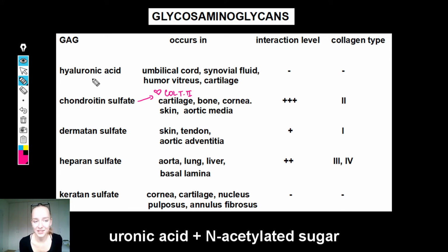And also we have hyaluronic acid that I mentioned before, which can be alone in the tissue. Hyaluronic acid doesn't have to bind to protein. These four need some protein carrier. They need some protein to be there. They connect to proteins, but hyaluronic acid can be on its own. We can find a very large amount of hyaluronic acid in the umbilical cord, in synovial fluid, which is the fluid in the joints, in the vitreous humor in the eye, and also in cartilage.